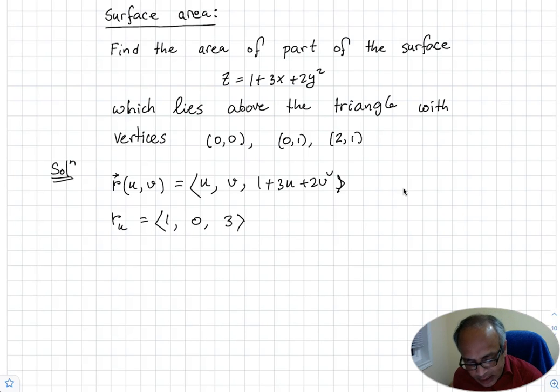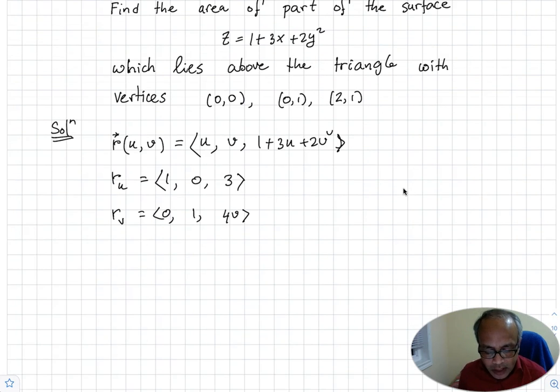Now we are going to differentiate with respect to v. The first component, second component and third component are pretty easy. If you differentiate with respect to v, the first component is 0, the second component is 1, and the third component is 4v, 4 times v.